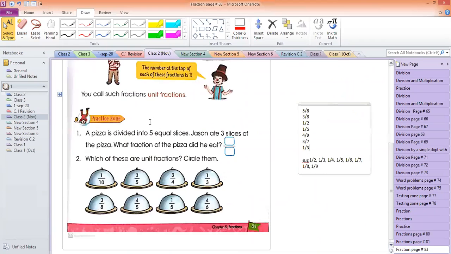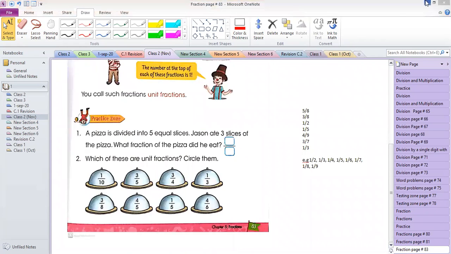Practice zone. A pizza is divided into 5 equal slices. Jason ate 3 slices of the pizza. What fraction of the pizza did he eat? Guys, this is something very important. You have to understand it very carefully. If you want to write the fraction of pizza Jason ate, you should know the denominator and numerator. A pizza is divided into 5 equal slices, so its denominator is 5.